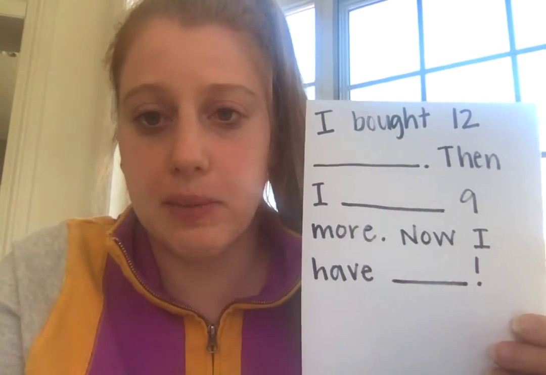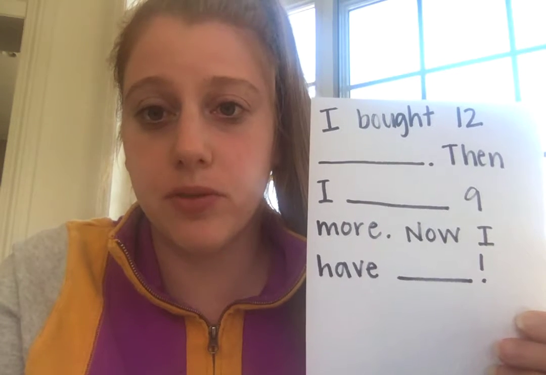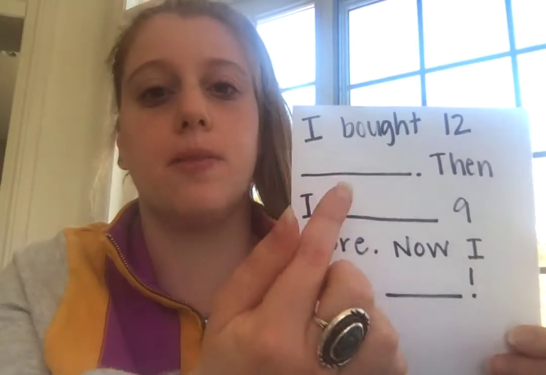So the first thing we're going to do is read it all the way through. When we get to these long lines, we're just going to say blank and then keep going. At the end, when we're done, we're going to figure out what operation we need to use to solve this. Then we're going to fill in our blanks. So let's read it first.